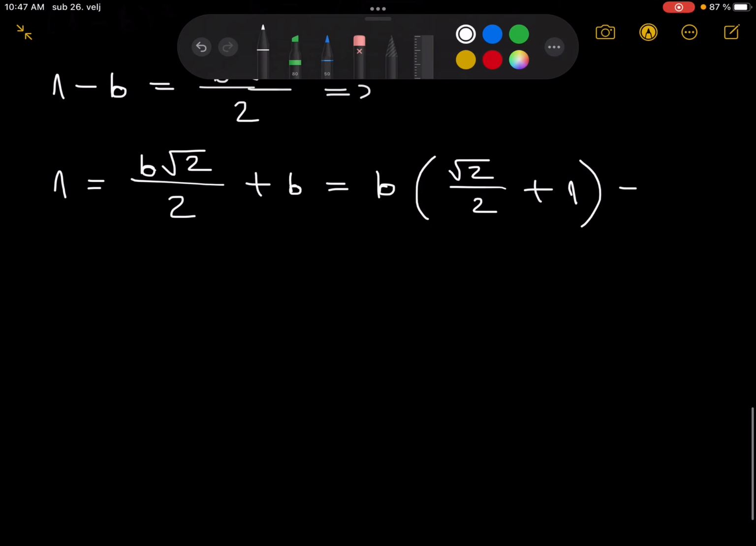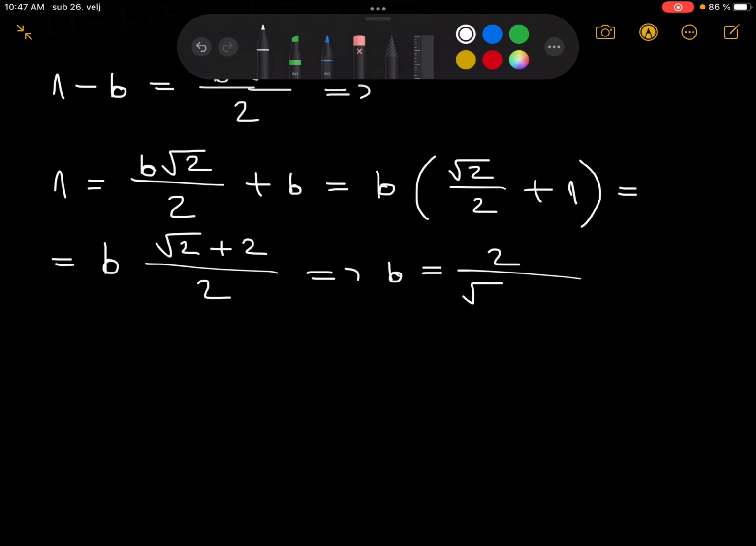or that's also the same as b times (the square root of 2 plus 2) over 2. And because all of this is equal to 1, from here it follows that b is equal to 2 over 2 plus the square root of 2. Okay, I'll just change how I write it. So b must be equal to 2 over 2 plus the square root of 2.